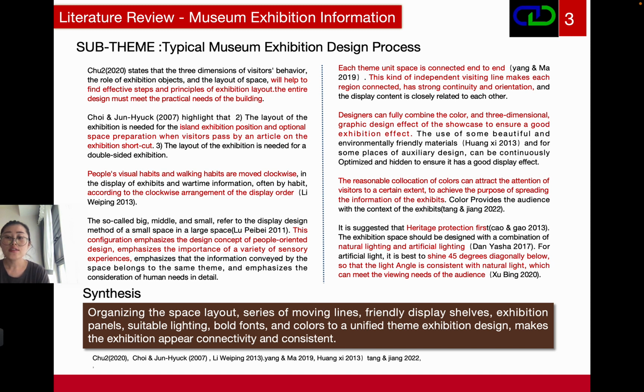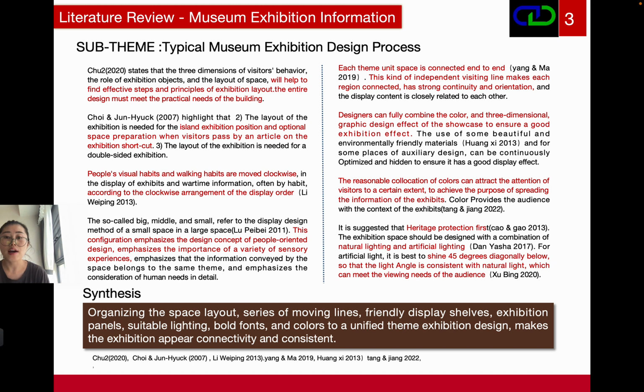In addition, about the lighting, it is suggested that heritage protection comes first. The exhibition space should be designed with a combination of natural lighting and artificial lighting. For artificial light, it is best to shine 45 degrees diagonally below so that the light angle is consistent with natural light, which can meet the viewing needs of the audience.